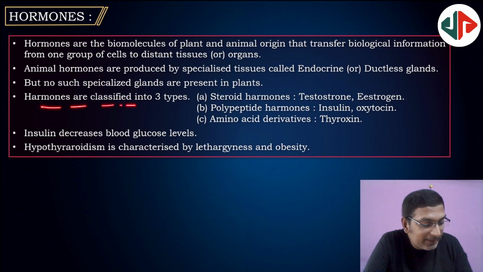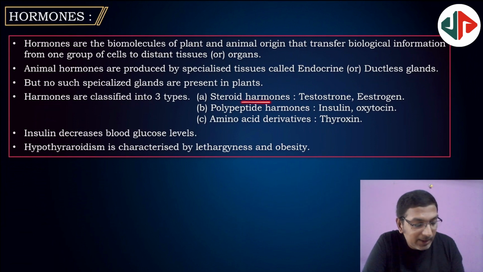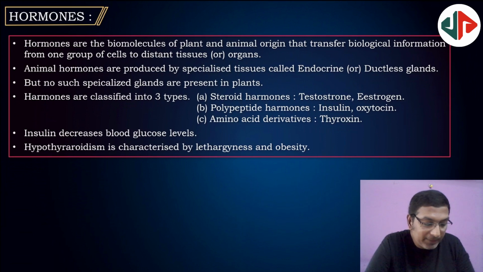Next, hormones are classified into 3 types: steroid hormones, polypeptide, amino acid derivatives. Examples are very important. Polypeptide hormones are very important. Insulin, oxytocin. Next, insulin decreases blood glucose levels. That means it regulates.